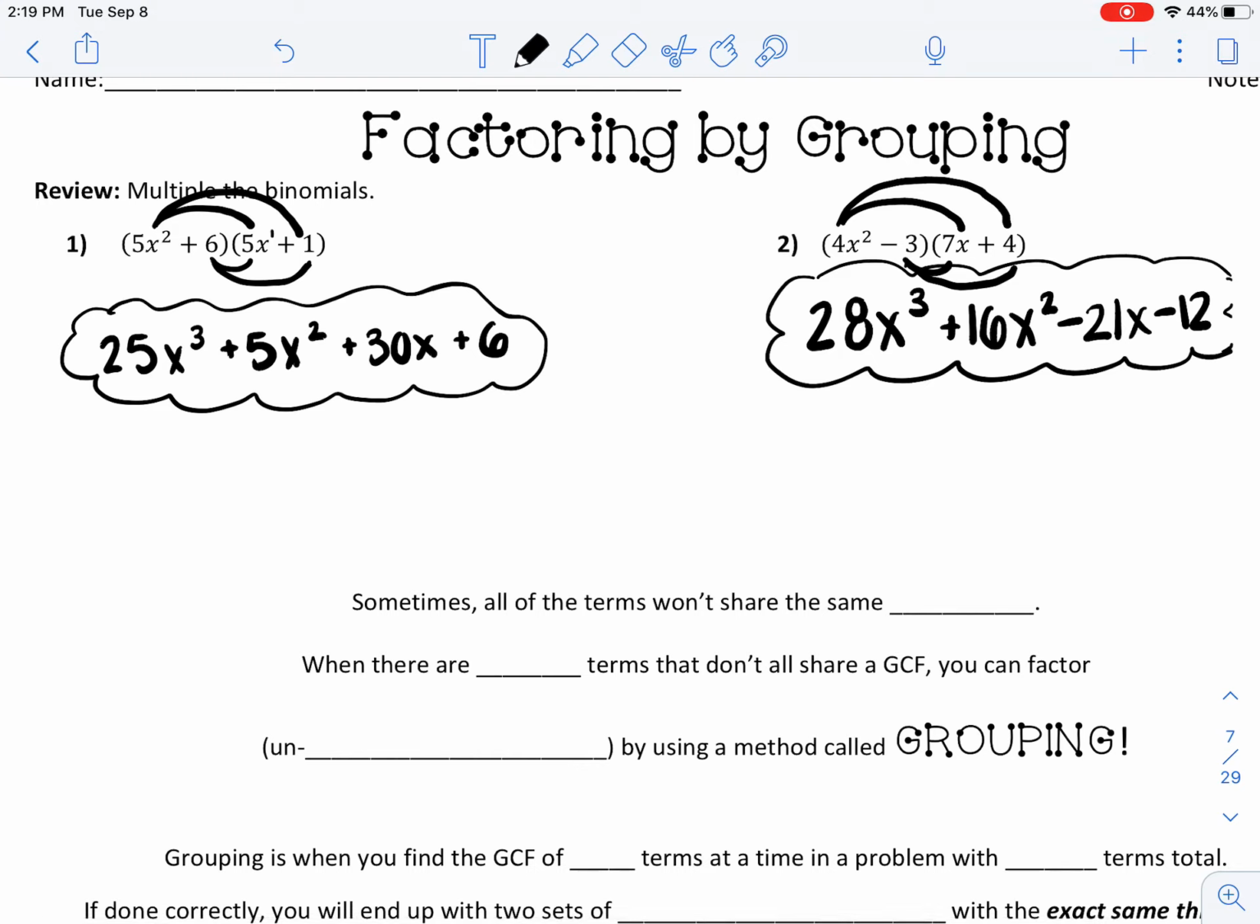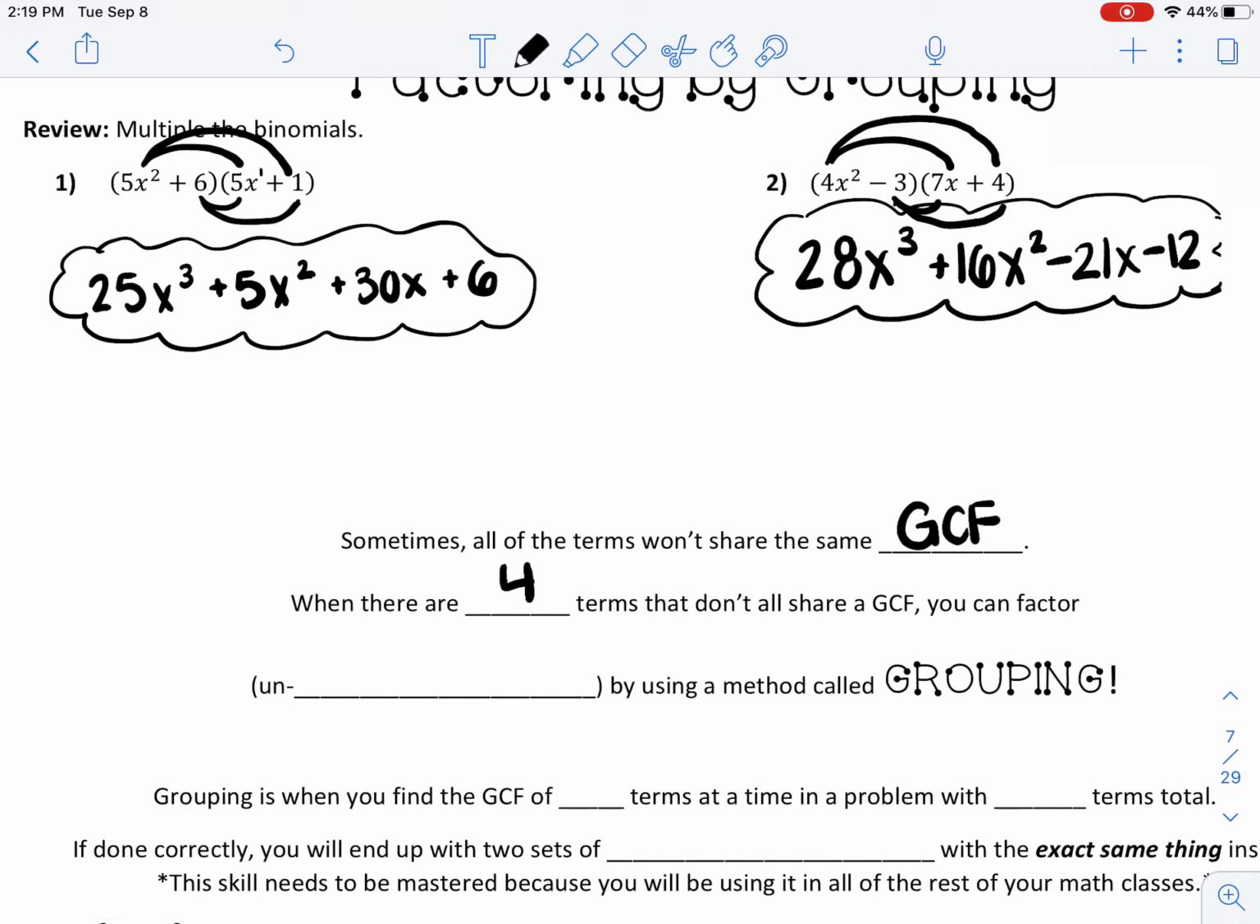So on notes 0.1, we learned how to factor out a GCF, or we relearned it because it's review from Algebra 1. But sometimes you will be given a question and they don't have a GCF that they all share. So we'll say sometimes all the terms won't share the same GCF. When there are 4 terms in a question that don't all share a GCF, you can factor by using a method called grouping. And just remember, factoring is just undistributing.